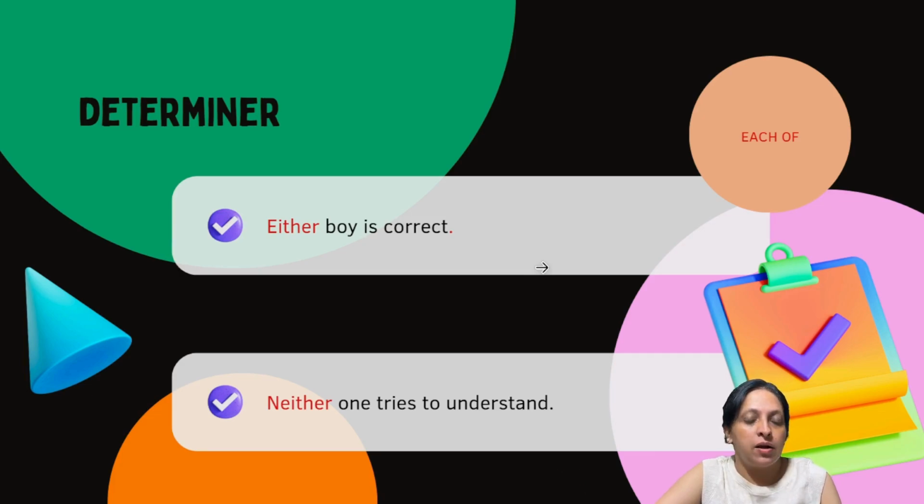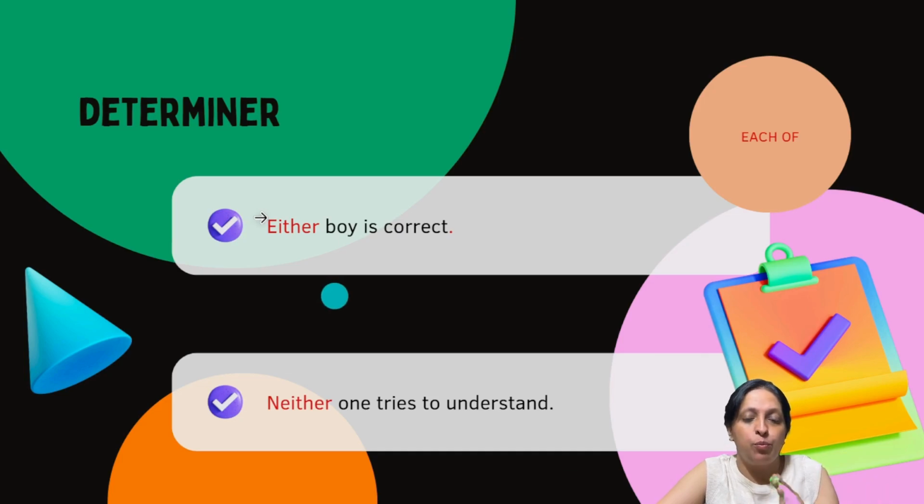Either boy is correct. Now, is it a determiner? Yes, it is a determiner because when we are using either, what are we doing? We are specifying that boy. There are two boys, and out of that, we are saying one of them. So either boy is correct, either him or him. One of the boys, we mean actually one of the boys. So either boy is correct.